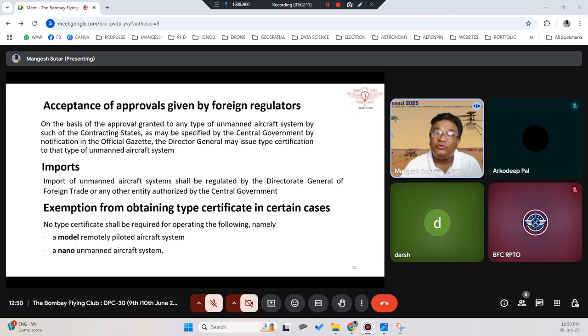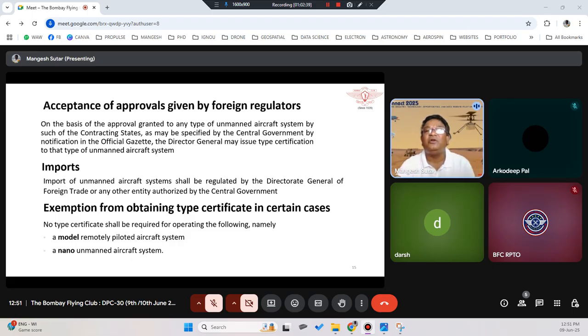Even DJI drones, you can only bring them in if you are a company or an organization like an educational institute. Some relaxation is given by the Director General of Foreign Trade, but you cannot use those drones for commercial purposes. The government has relaxed this only because they are supposed to be used for recreational or your own purposes, not commercial purposes.